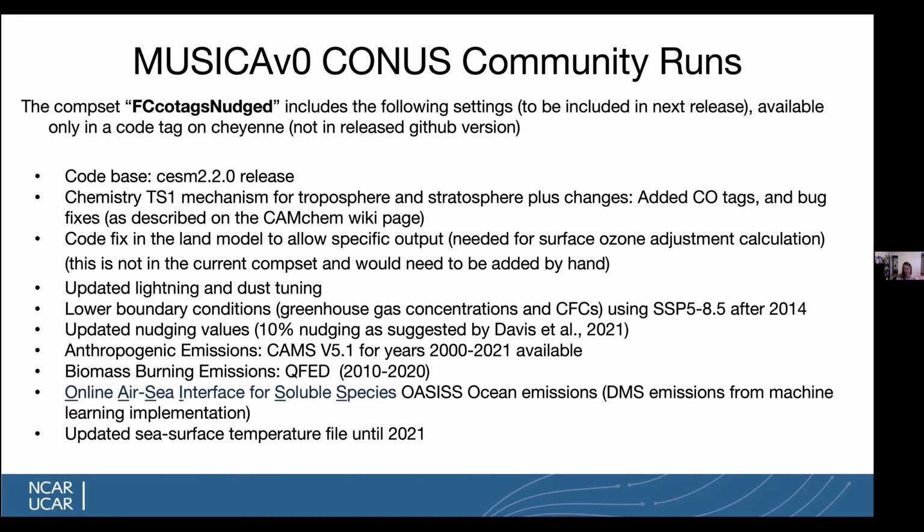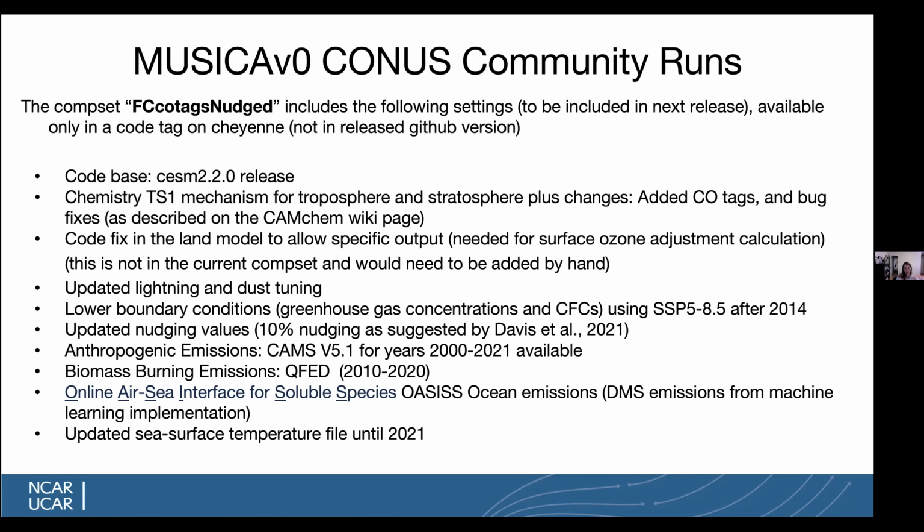Also, for this configuration, we want to give the users the opportunity to run beyond 2014. All the default configurations usually use CMIP6 emissions that end at the end of 2014, but often we are interested in recent field campaigns that are afterwards. So we decided to put what we call lower boundary conditions. The model runs with surface prescribed concentrations of greenhouse gases and chlorofluorocarbons. And we're using the SSP 8.5 future scenario after 2014, so we can continue running in the future. Of course, the users can change that to other boundary conditions if they desire. We can talk about that later.